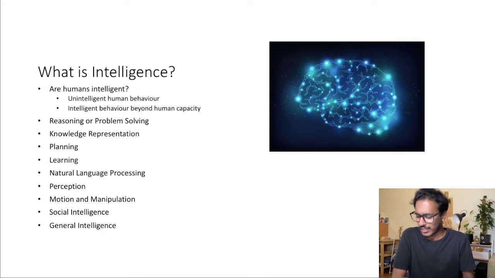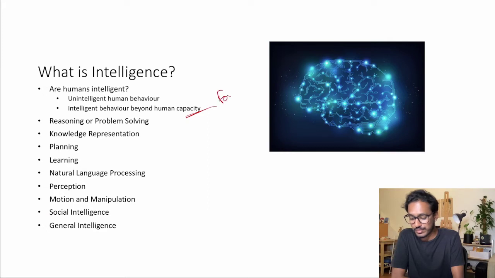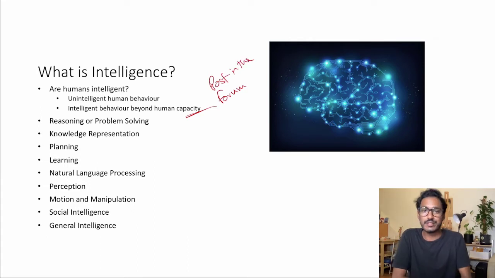So think of a couple of examples for intelligent behavior beyond human capacity, and maybe I will open a forum, so you can post your ideas in the forum. I will make these notes with my annotations available as well as the slides.